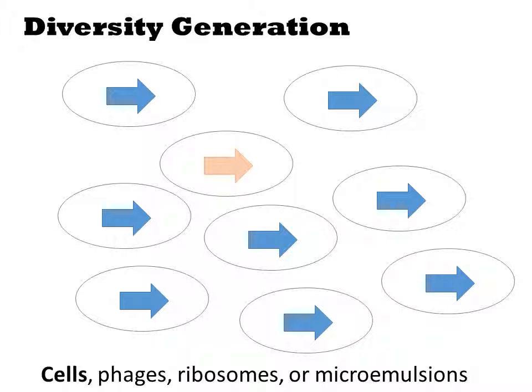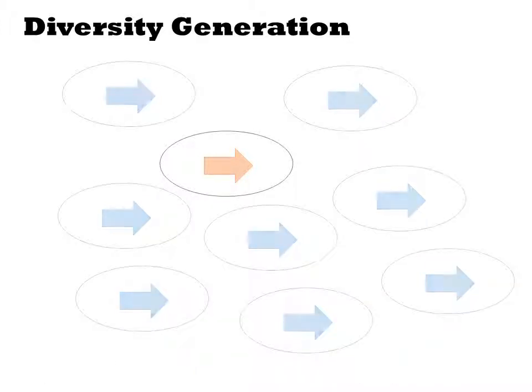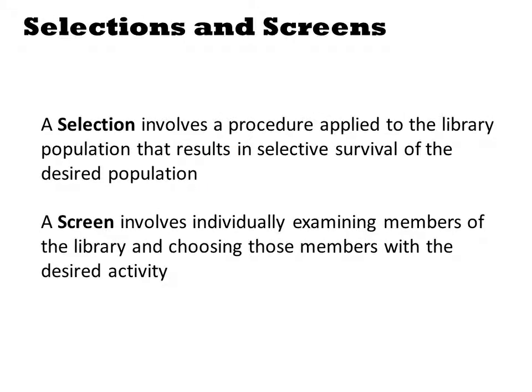This can be achieved by compartmentalizing the gene in a cell or micelle. Alternatively, there are phage and ribosome display methods for connecting genotype to phenotype. We then apply some selective pressure to remove all the uninteresting variants and expand the gene variant with the desired activity. There are many ways of generating the genetic diversity, several ways of associating genotype with phenotype, and many ways of enriching the desirable variants.